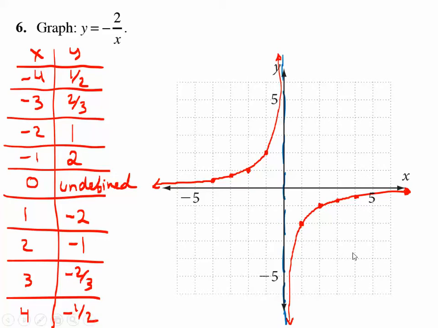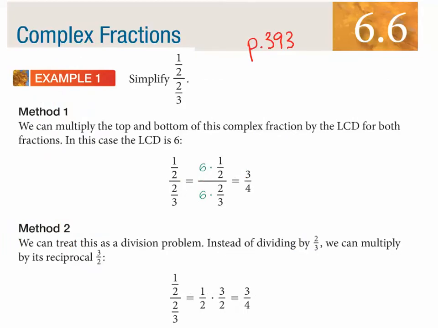All right, good there. That was 6.5. Word problems and graphing. Let's jump to 6.6.